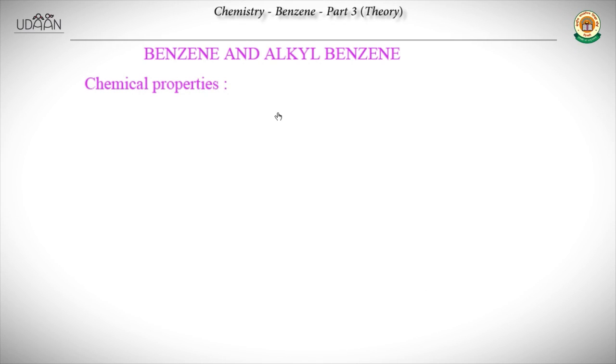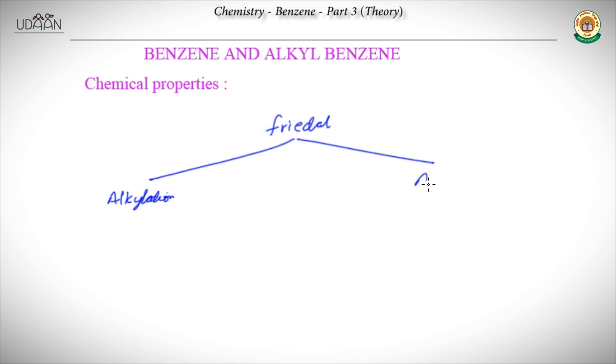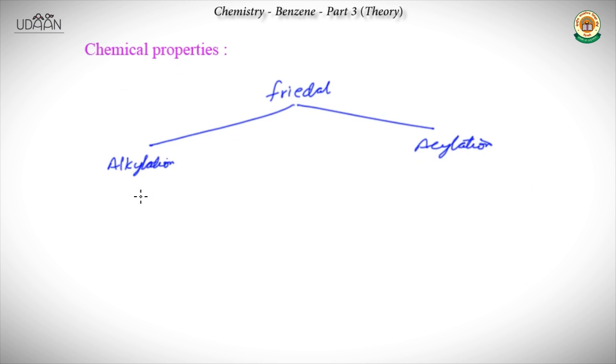Friedel-Crafts reactions. Now, in Friedel-Crafts reactions, there are two types. One is Friedel-Crafts alkylation, and the other is Friedel-Crafts acylation. Alkylation and acylation are very simple ones.